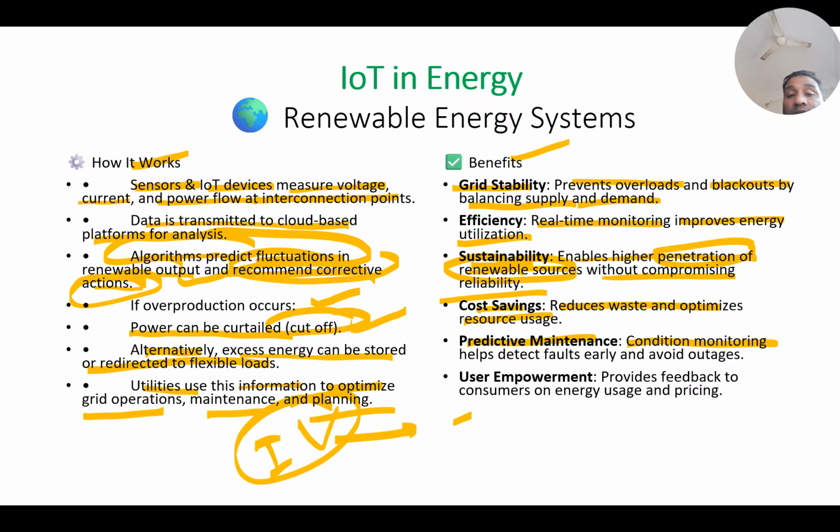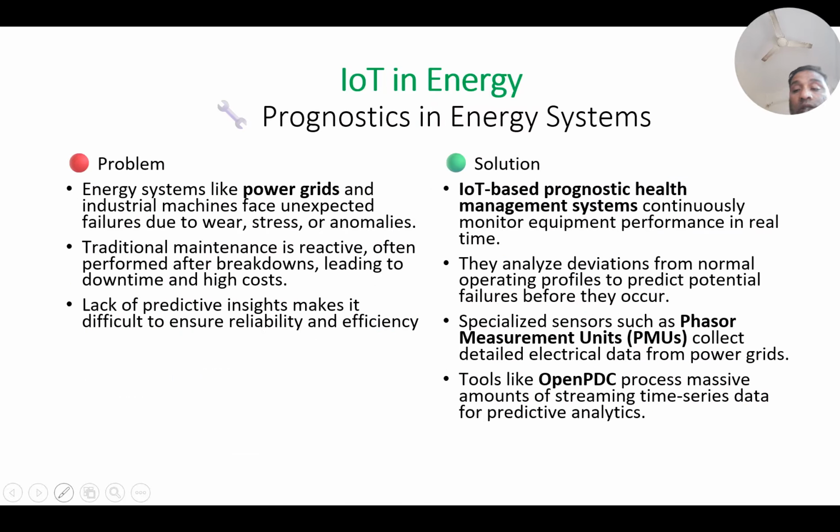User empowerment, right, provides feedback to the consumers on energy usage and pricing. Right, let us discuss the last application in the energy. Prognostics in the energy system. Okay, problems. Energy systems like power grids and industrial machines face unexpected failures due to wear, stress and anomalies.